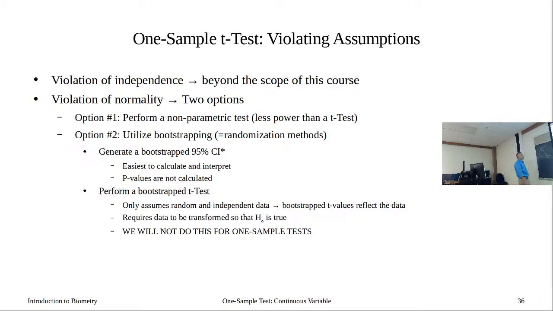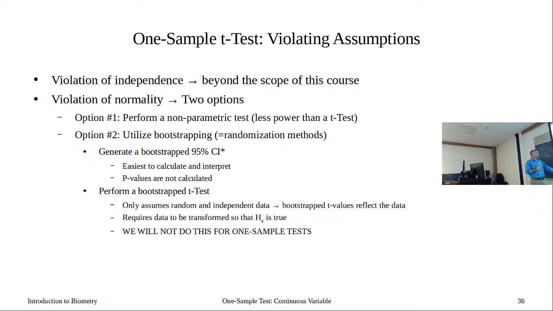There's also a bootstrap t-test. We're going to learn how to do a randomized ANOVA and randomized two-sample t-tests. Well, there's an equivalent called the bootstrap t-test, the bootstrapped one-sample t-test. It only assumes that the data are random and independent, which we plan for as we design our experiment. Then we get a bootstrapped t-value. We get a t-distribution from all of these random samples that reflects the underlying distribution, and that's what we use to calculate our p-value.